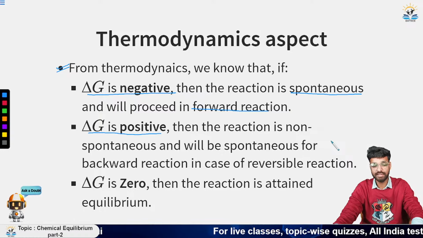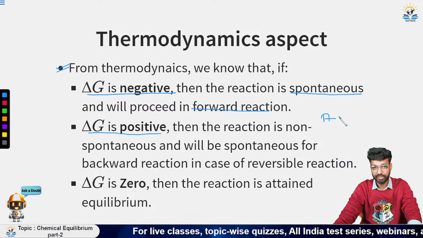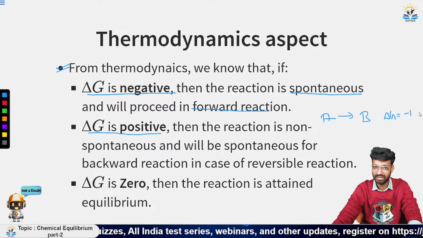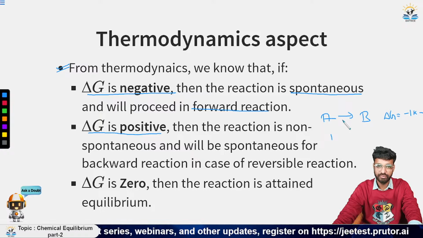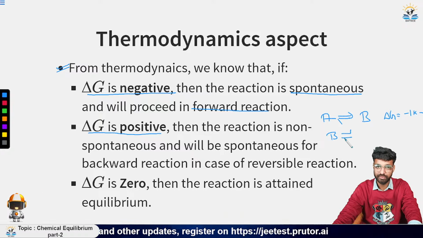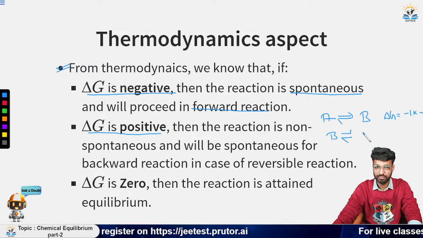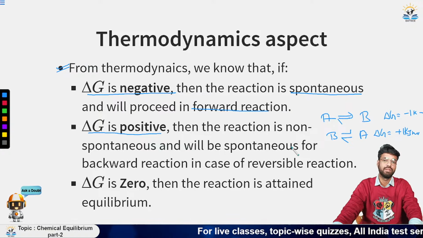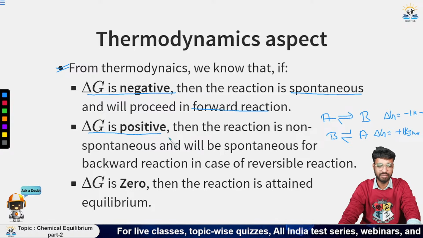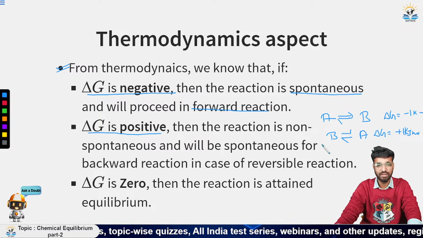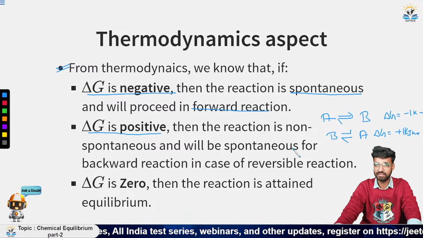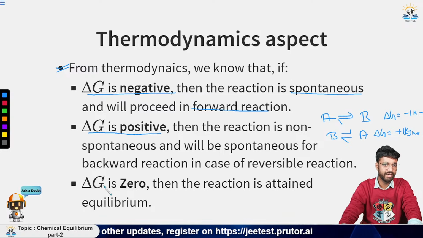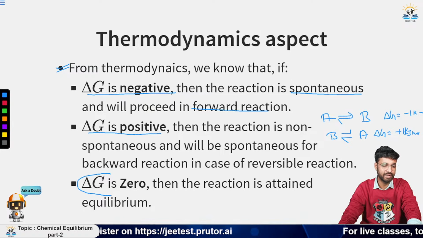So if it is a reversible reaction, suppose we go from A to B and we find that delta G is -1 and something kilojoule per mole. Now if it is a reversible reaction, then from B to A it will be +1 kilojoule per mole. Okay, so this is what is written here. So if delta G is positive, then in the forward direction, of course, it will be non-spontaneous. But if it is a reversible reaction, then in the backward direction, it will be spontaneous. And the third and last case is that if delta G is 0, that means the reaction is in equilibrium.